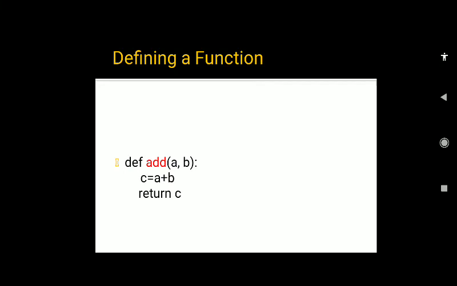Third line is same, and for fourth line, besides printing, you can return, though you can print here too. You can write print c or return c. A and b that have been passed to this function are parameters or arguments.